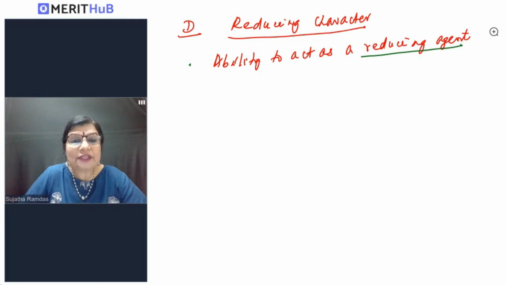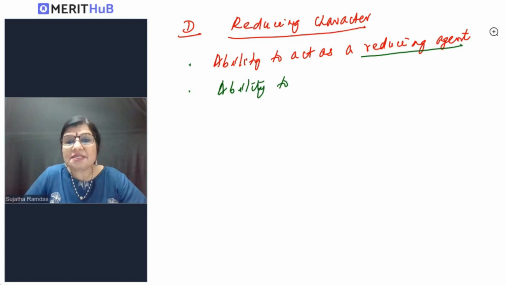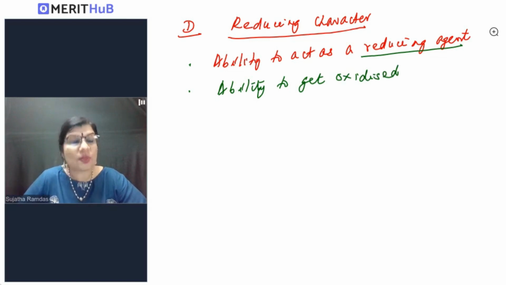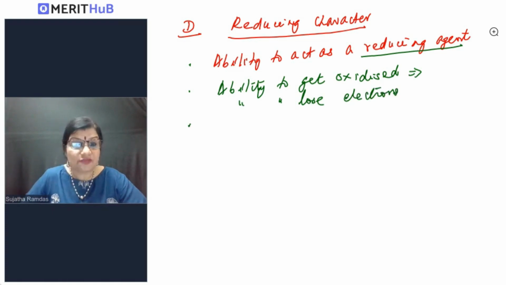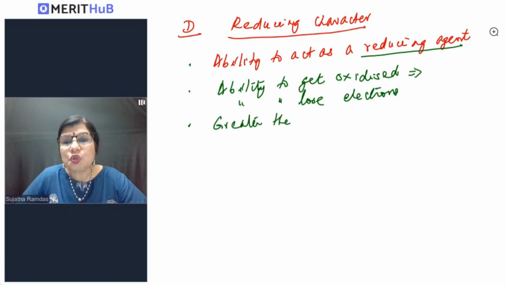Okay, now ability to act as a reducing agent will be high if there is greater ability to lose electrons, right? So before that, ability to act as a reducing agent implies ability to get oxidized, right? Whichever species gets oxidized will act as the reducing agent. Ability to get oxidized implies ability to lose electrons, right? So next point in the order: greater the ability to lose electrons.